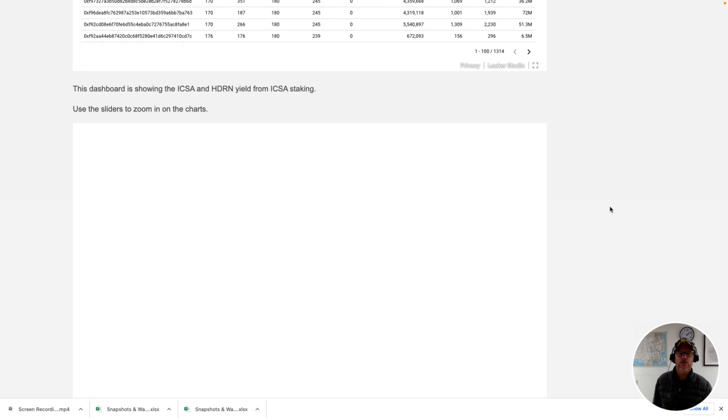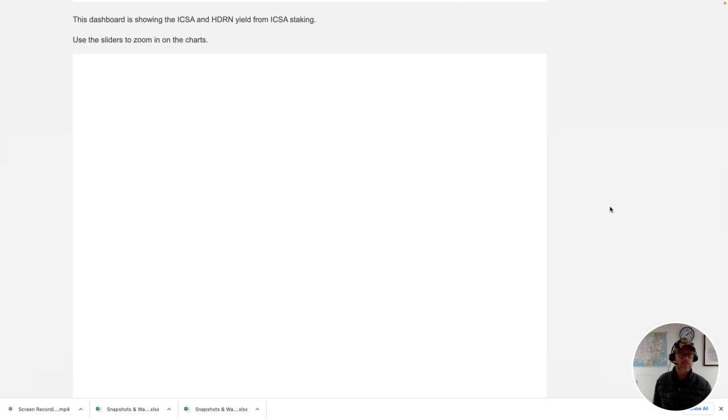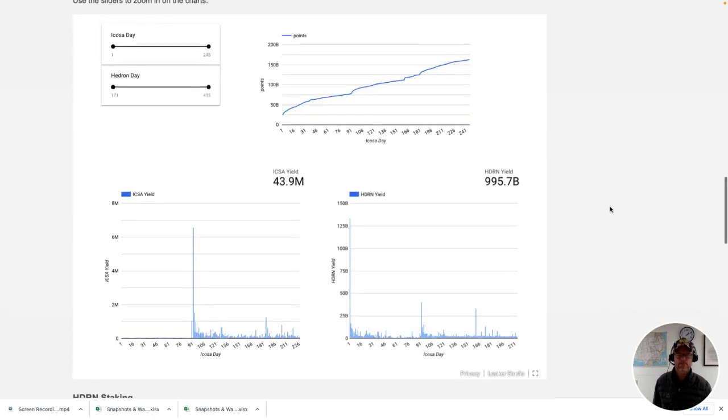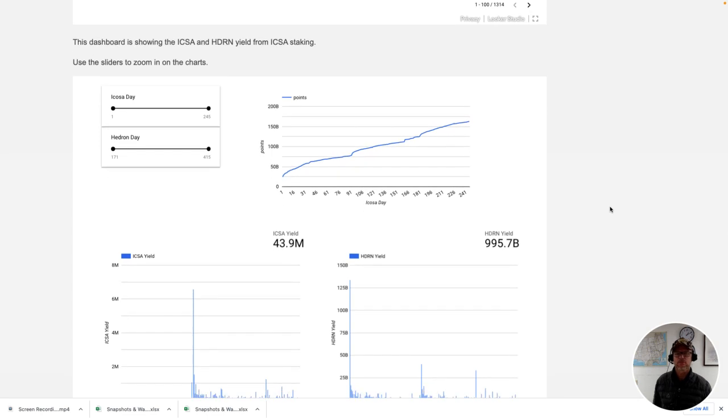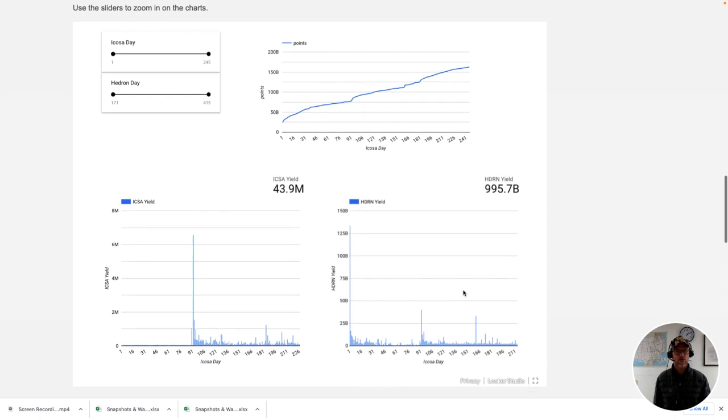So we're going to see the ICOSA and HEDRON yield from ICOSA staking. Come on, internet. Here's the yield from staking ICOSA and HEDRON. So you can see day one, which I want to say was day 170, there was a ton of yield. It was a very happy day for everybody that was staked and had WOTSAs. And then the HEDRON yield is on this side. So he puts the ICOSA on the left, HEDRON on the right, and here are the points.